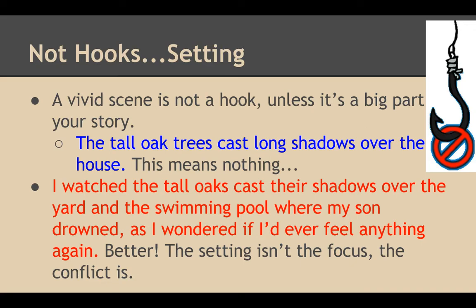How about, I watched the tall oaks cast their shadows over the yard and the swimming pool where my son drowned, as I wondered if I'd ever feel anything again. This is way better. The setting isn't necessarily the focus. It's the conflict and perhaps that protagonist, main character, right?